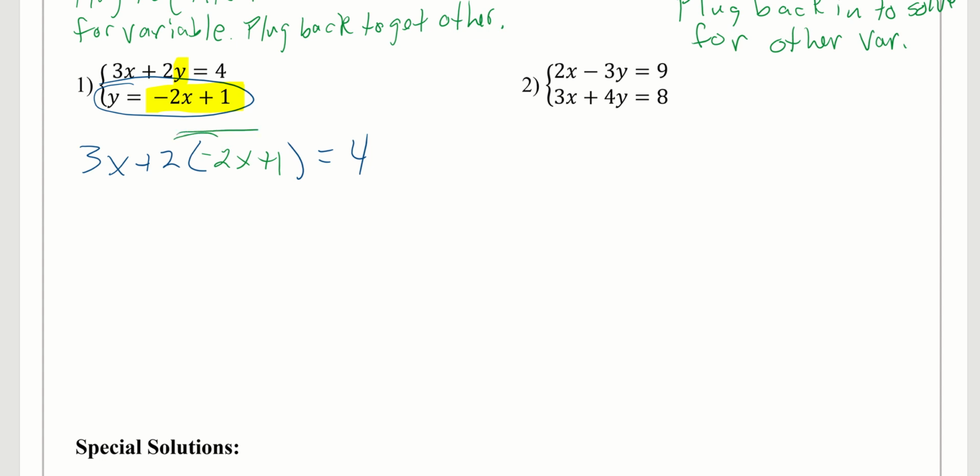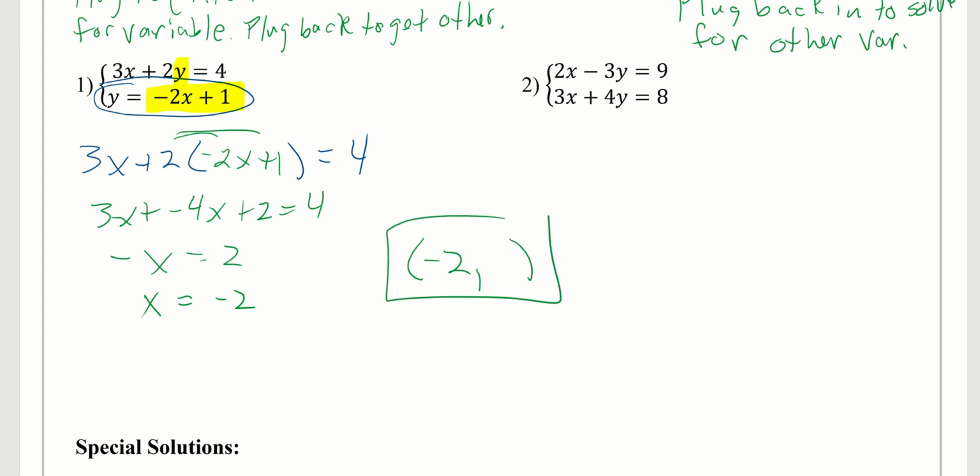Distribute in, so we've got 3x plus negative 4x plus 2 is equal to 4. Combine the x's, so we have negative x, subtract the 2 over, so we've got 2. So x is equal to negative 2. You don't have to do this, but I like to start my answer already. So I know that x is negative 2, and now I just need to figure out the y. Take this value and plug it back into either of the 2 equations. Try to find which one's going to be easiest for you.